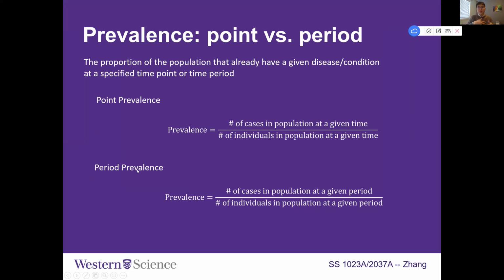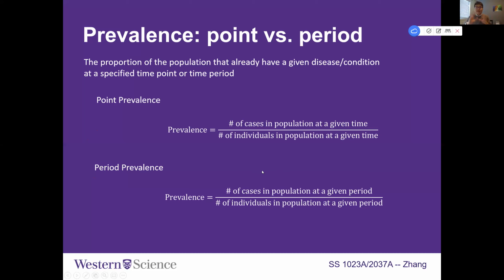The difference is at what time point we are looking. For the point prevalence, we're only looking at a certain specific time, so it's pretty much like taking a snapshot. After taking the snapshot, you count how many individuals have the disease at this time and how many don't. The period prevalence, on the other hand, is like recording a video. Say you record the video for a whole year, and then you look at how many individuals are sick and how many are healthy during this year.